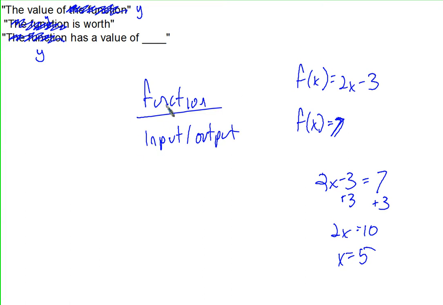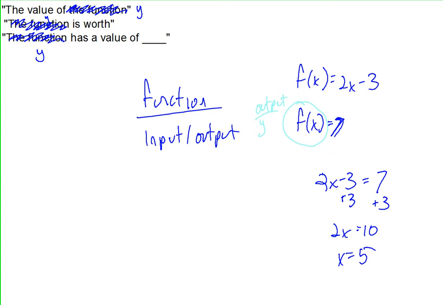But when we say the value of the function is, or the function is worth something, we're saying that the output, remember that this right here is the output. It's just like y. We just don't say y anymore. We say f of x, g of x, h of x, s of t, we say a lot of different functions. So if you say the value of the function is 7, or the function is worth 7, we mean the output is.